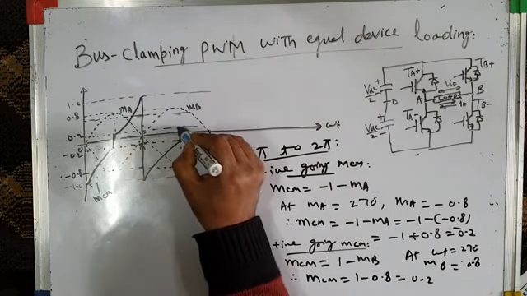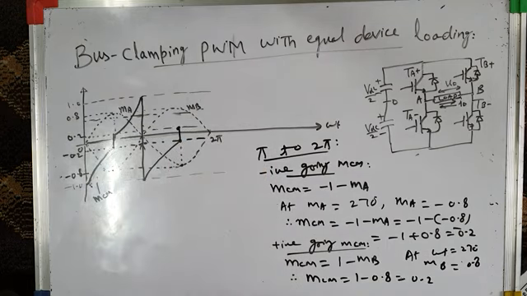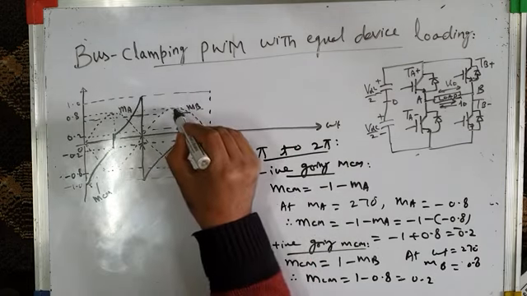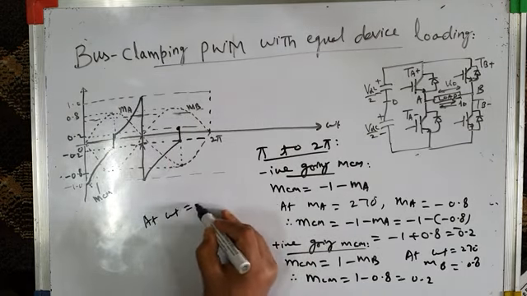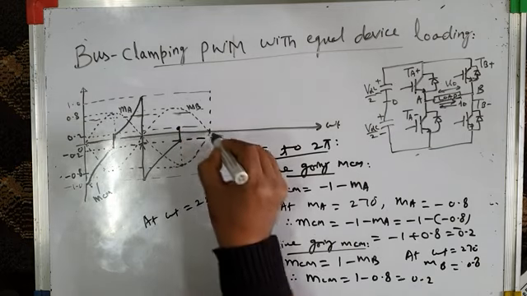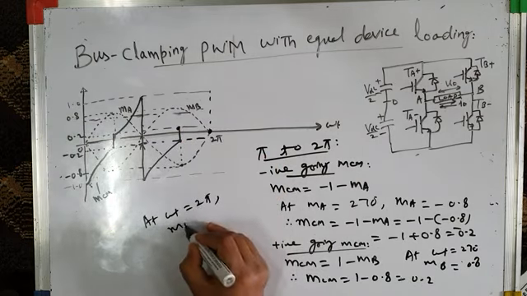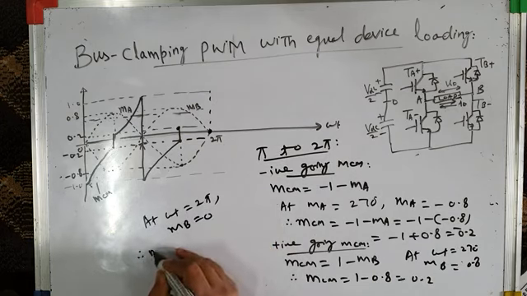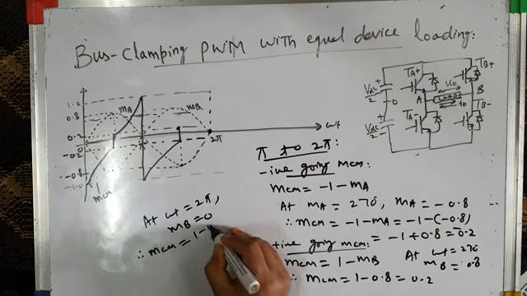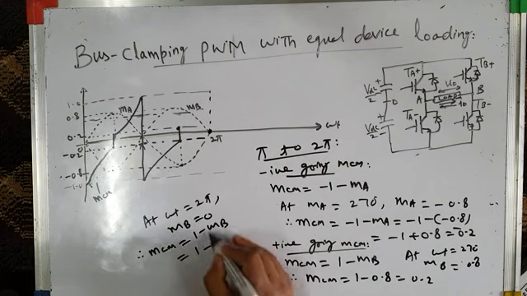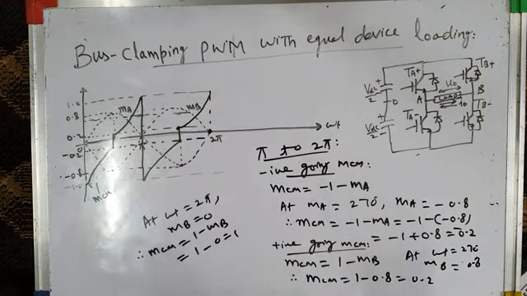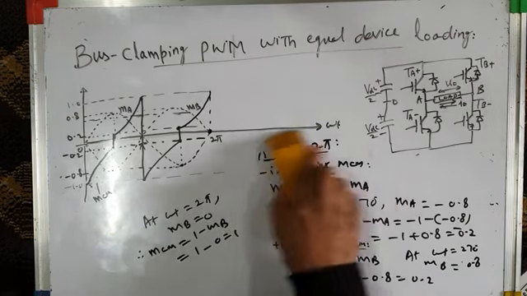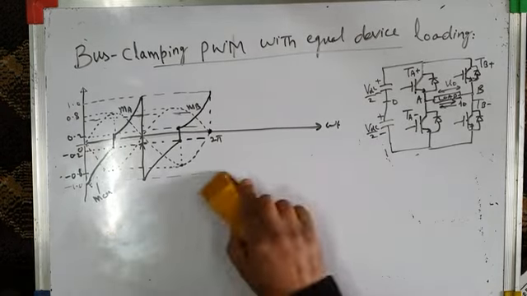That means it will quickly jump from minus 0.2 to plus 0.2. After that, how will it vary? After that it will be 1 minus MB all the way, and at omega t equal to 360 degrees or 2 pi, what is MB? You can see MB is 0. So therefore MCM, which is equal to 1 minus MB, is 1 minus 0, that is 1. So it will rise like this. So this is your common mode voltage.